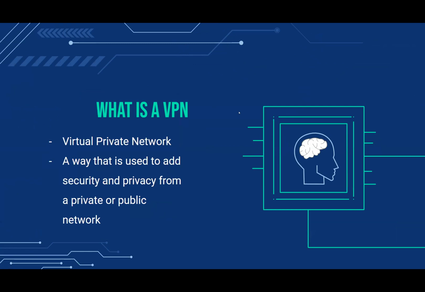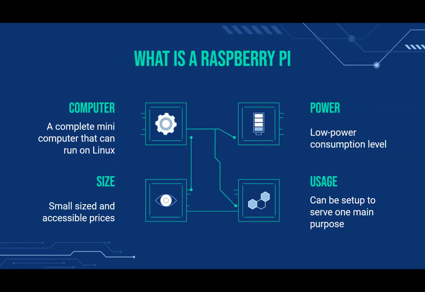So what is a VPN? For a lot of people that maybe don't know what a VPN is, which most likely you should know if you're in this class, but just in case, it's a virtual private network. It's a way to add security and privacy on a private or a public network. It also allows you to access files. For example, if you're working for a company, they set up a VPN so you can remotely access a lot of folders and things that you need for your company from your own network. And then what is a Raspberry Pi?